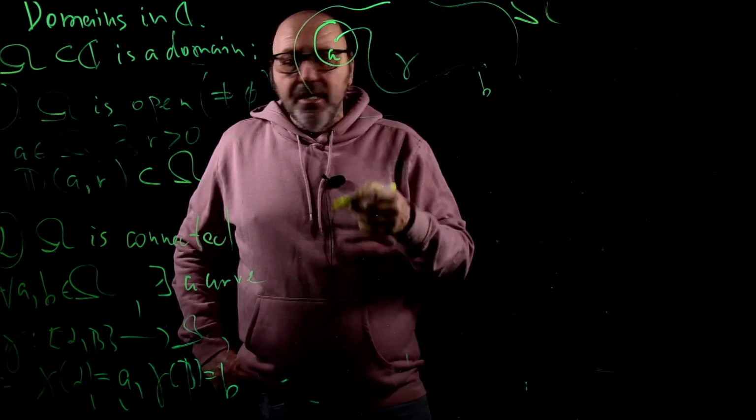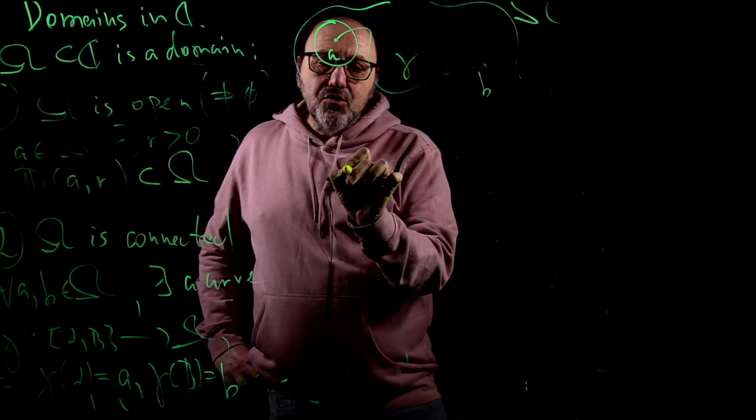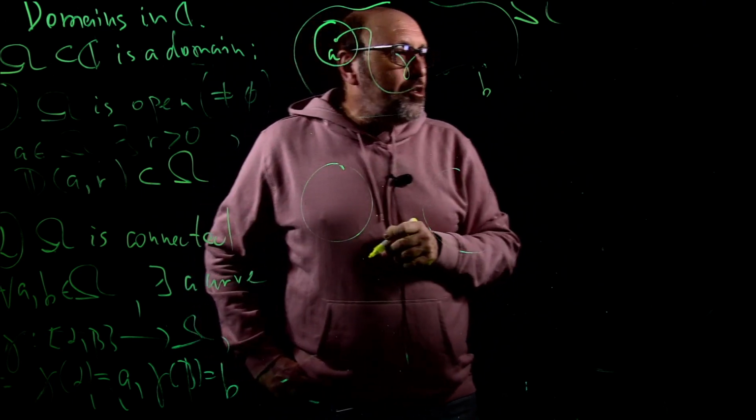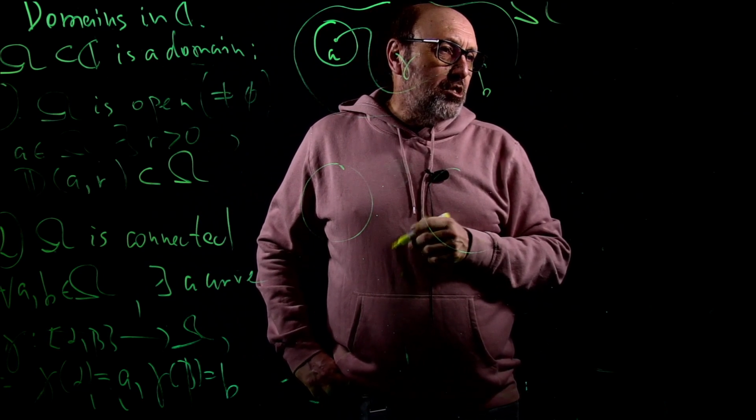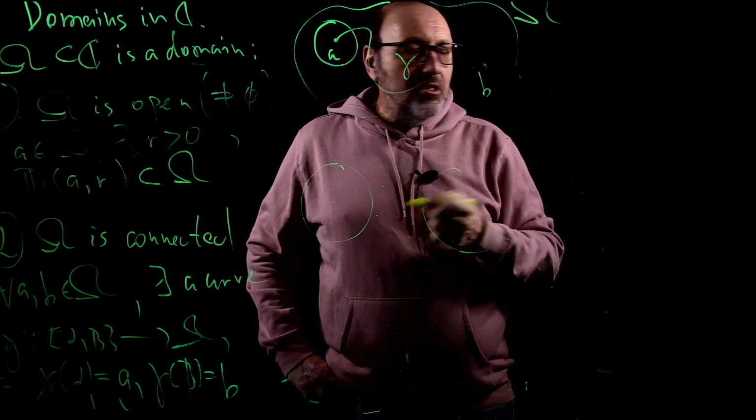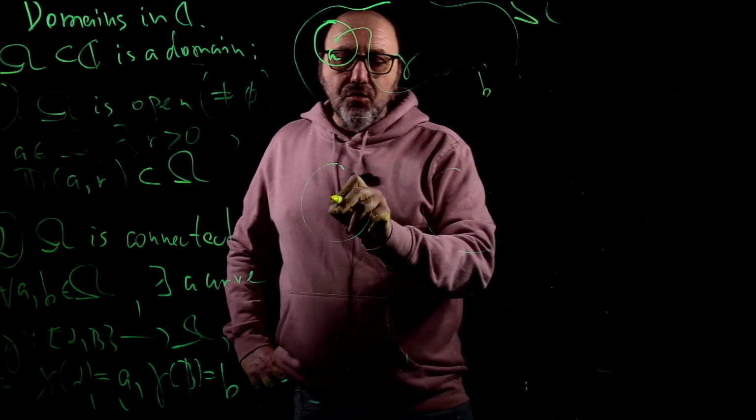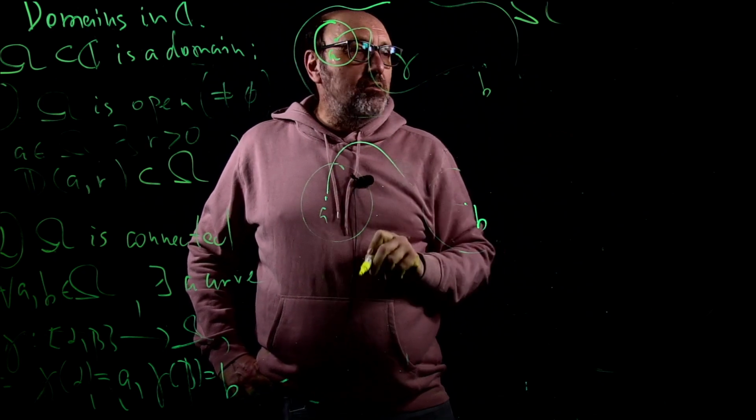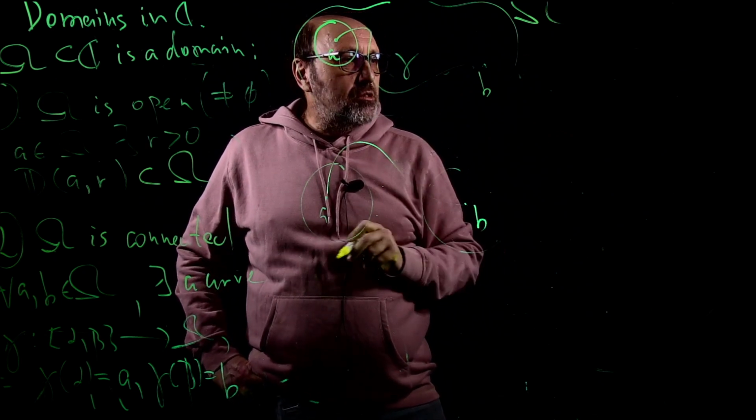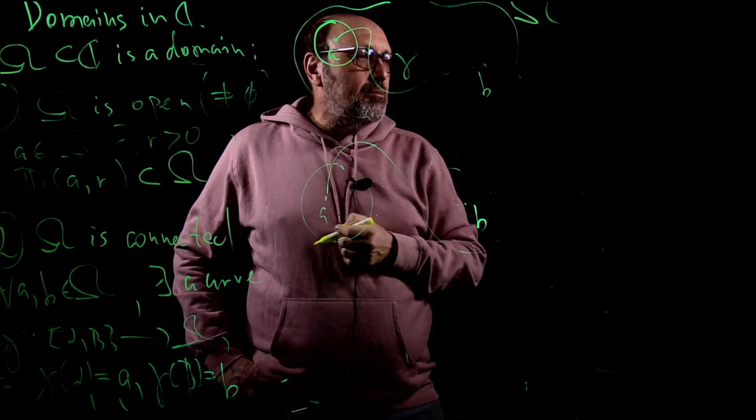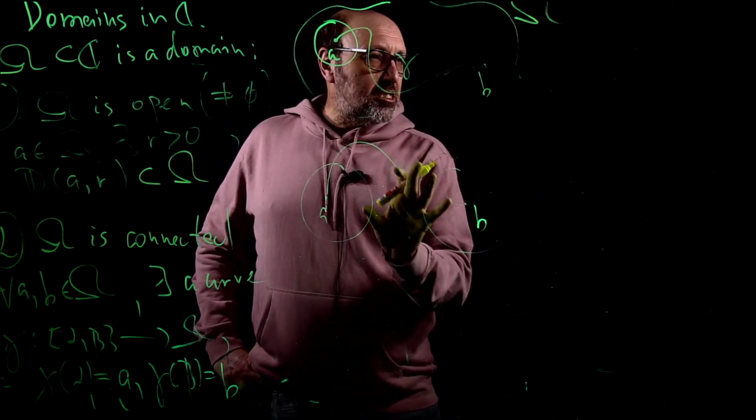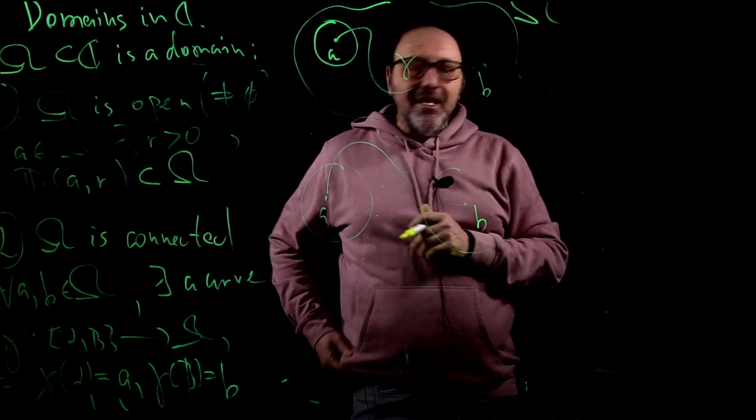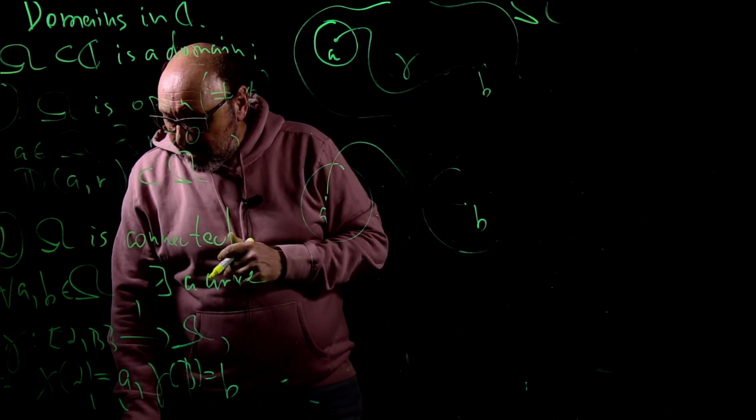So roughly speaking, what does connected mean? If you consider two disjoint disks, their union is not a domain because the union is open, but it's not connected, because if you take here A and here B, you cannot join them by a continuous curve, right? There is a piece of this curve which will be outside omega. So this is not a domain. This situation is prohibited by condition 2, the connectedness of a domain. All right.